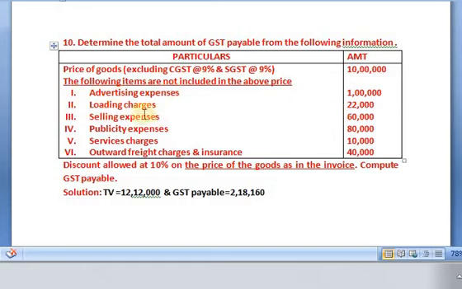Loading charges 22 has to be added. Selling expenses 60 has to be added. Publicity expenses 80 has to be added. Service charges 10,000 has to be added. In this problem, service charges, they have given you the amount. So please do take that. Outward freight charges and insurance 40,000. So all the 6 expenses have to be added to this particular 10,000. Then what? Any other expenses? Nothing. Now they have given discount allowed at 10% on the price of the goods as in the invoice.